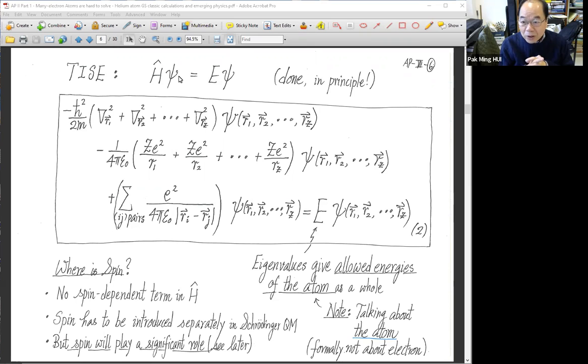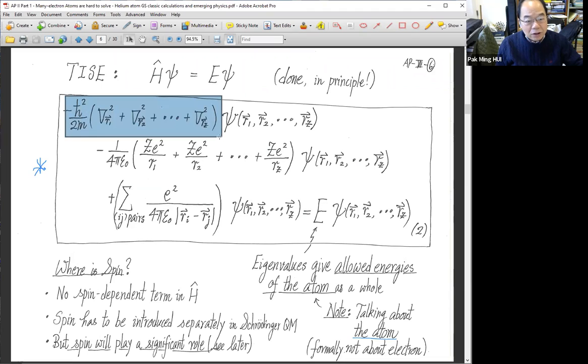Last time we were on this page. This box gives us the Schrödinger equation of a Z electron atom. So let's recap how to write down the Schrödinger equation. We have the kinetic energy of Z electrons. That is the kinetic energy term of the Hamiltonian.